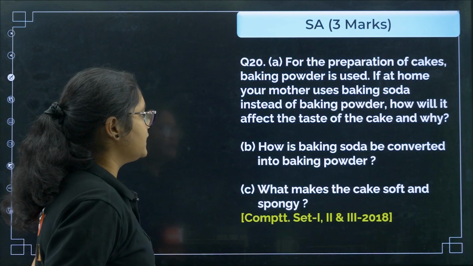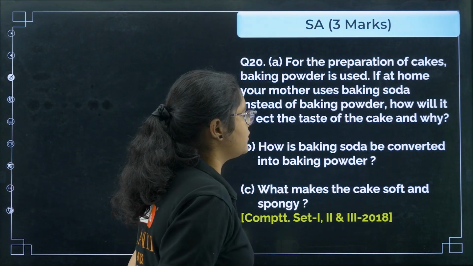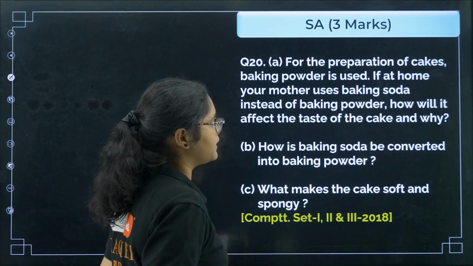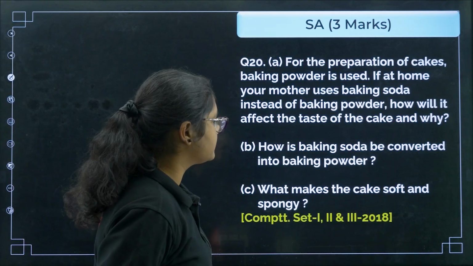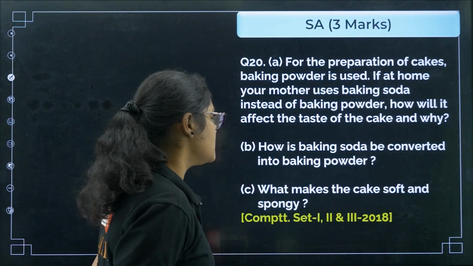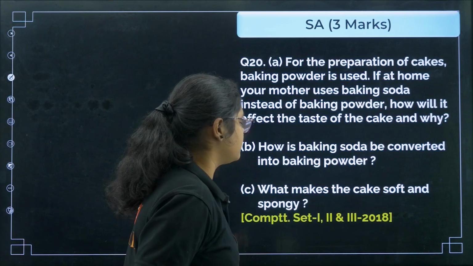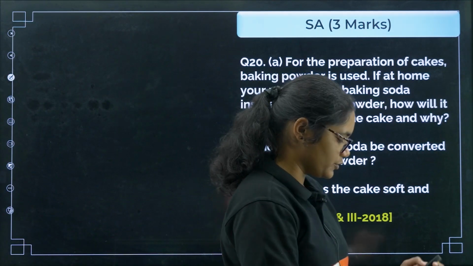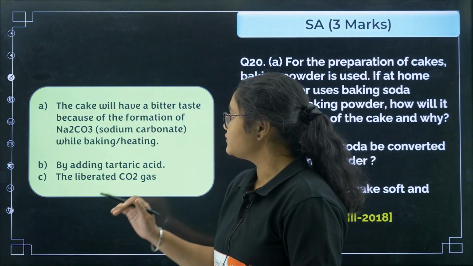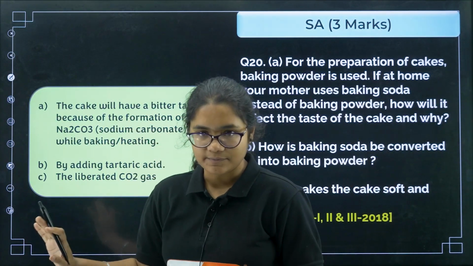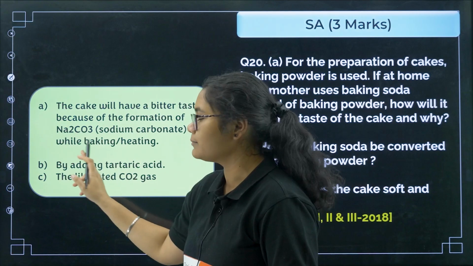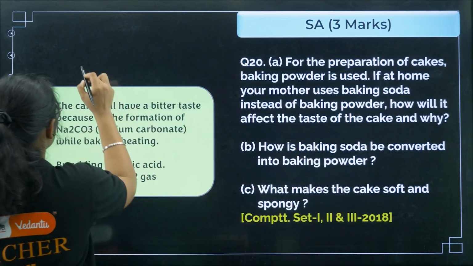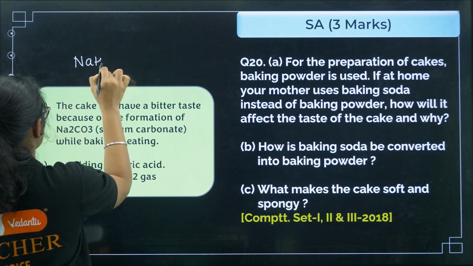Next question number 20. For the preparation of cake, baking powder is used. If at home your mother uses baking soda instead of baking powder, how will it affect the taste of the cake and why? Next, how is baking soda converted into baking powder? Next, what makes the cake soft and spongy? Very easy question this one. First of all, the cake will have a bitter taste because of the formation of sodium carbonate. Baking soda is NaHCO3.